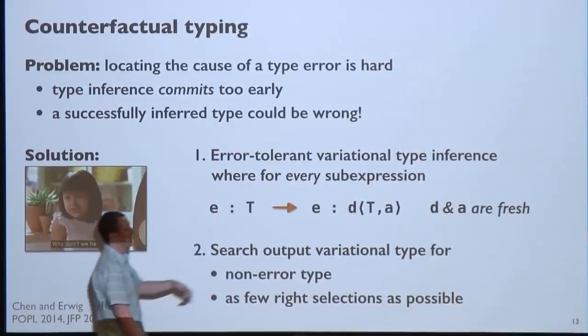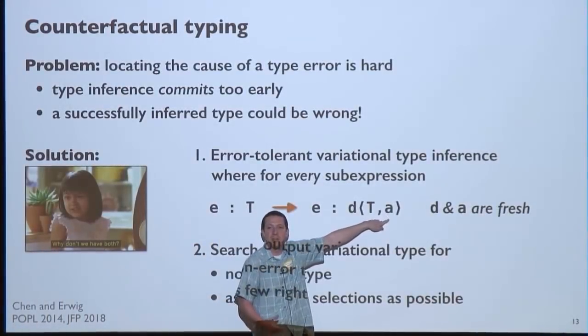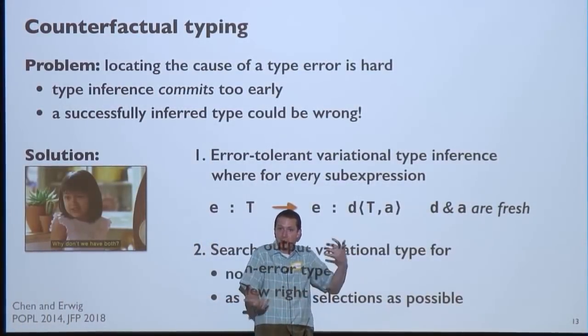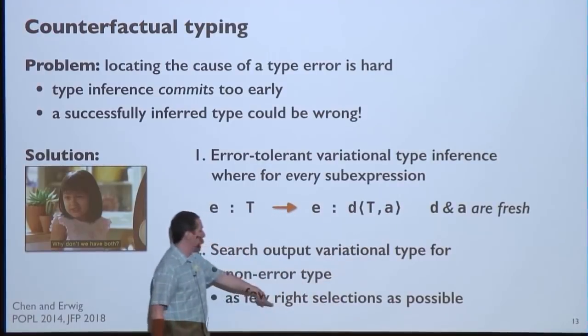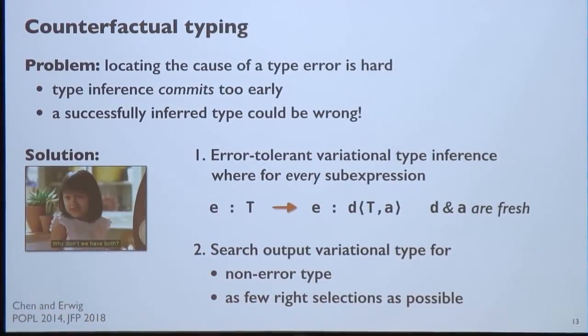And so we're using this type variable to capture that we might have put anything else in there, anything with a different type. And so we search our variational type for something where we have to make as few right choices as possible. And it turns out that this gives us the location where we have to make the smallest number of changes to fix the error as possible. And then we apply some other heuristics that help us be better than everybody else before us. OK, so that's one problem.